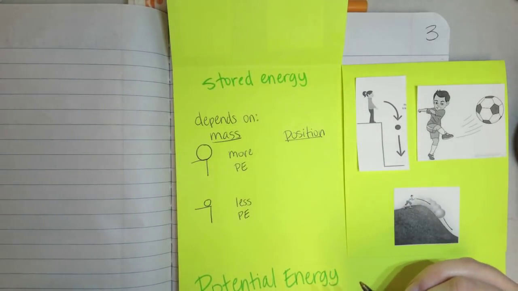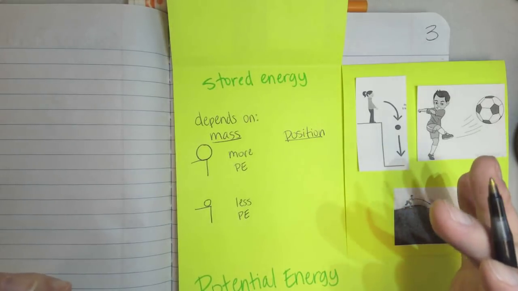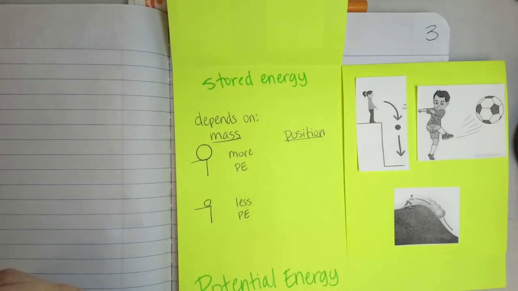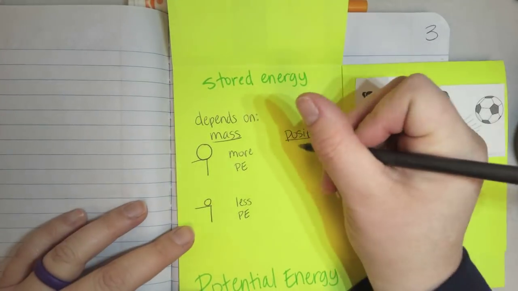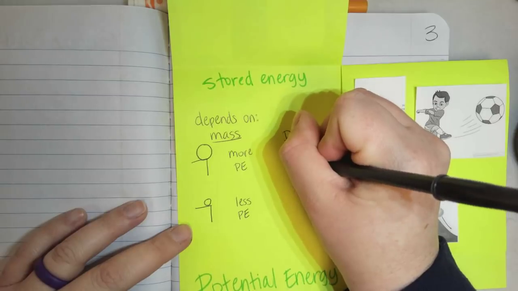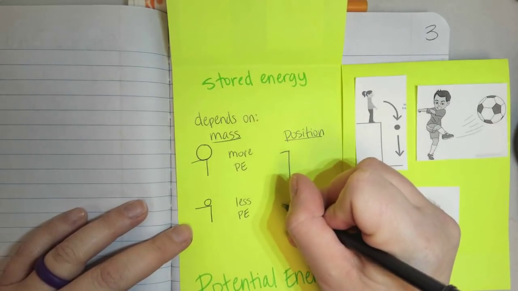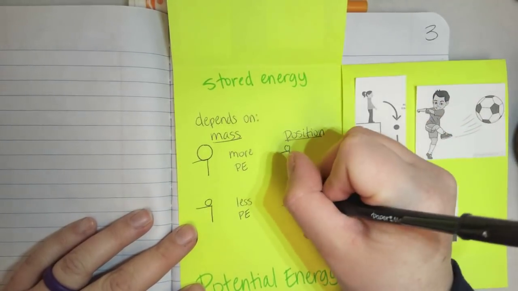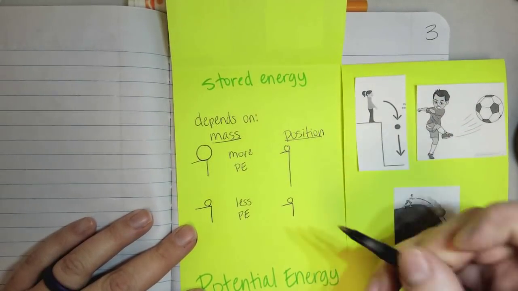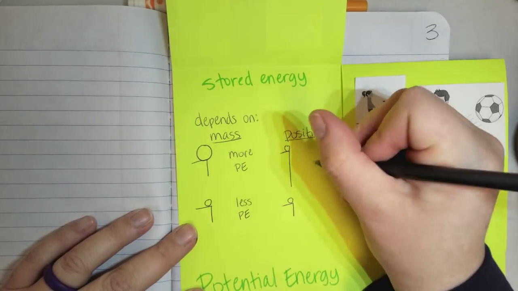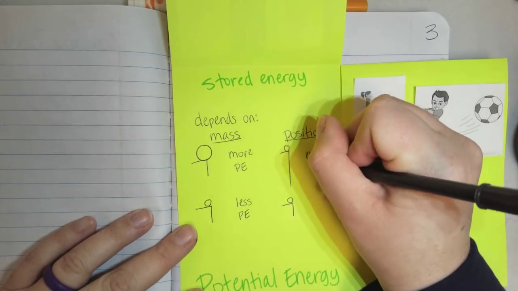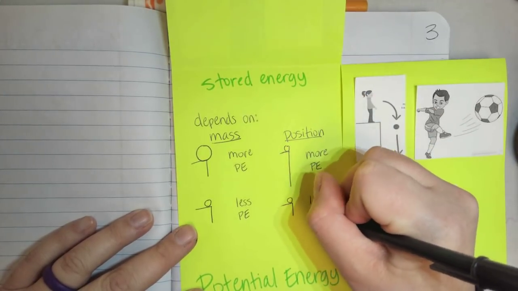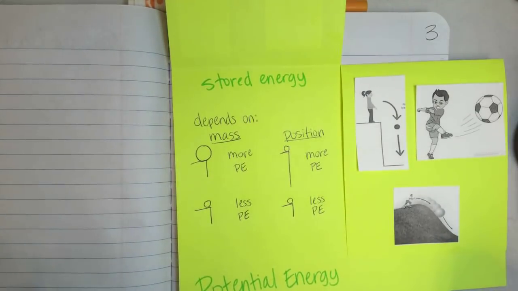Position is the other thing that the amount of potential energy depends on. And here, I mean position from the ground, or another way to think about it is kind of like height. Say we have a really tall ledge, and here we have a really small ledge. And the object that is sitting on there, the boulder or the rock, is the same size. The higher from the ground it is, the more potential energy it's going to have. The closer to the ground, the less potential energy it is going to have.